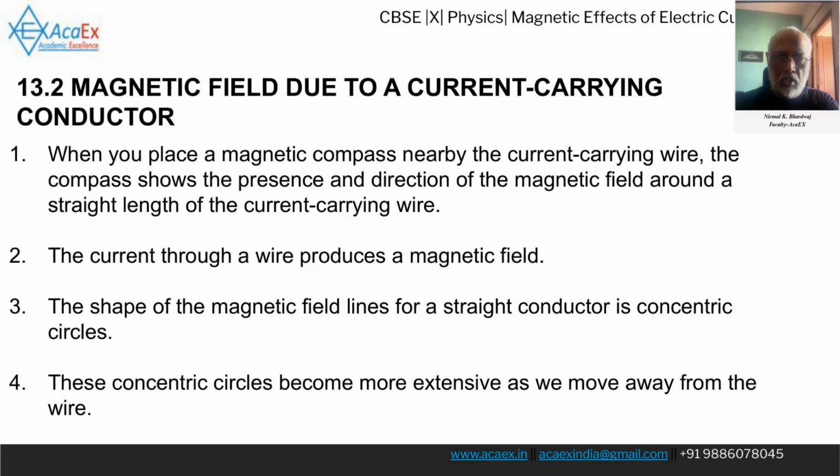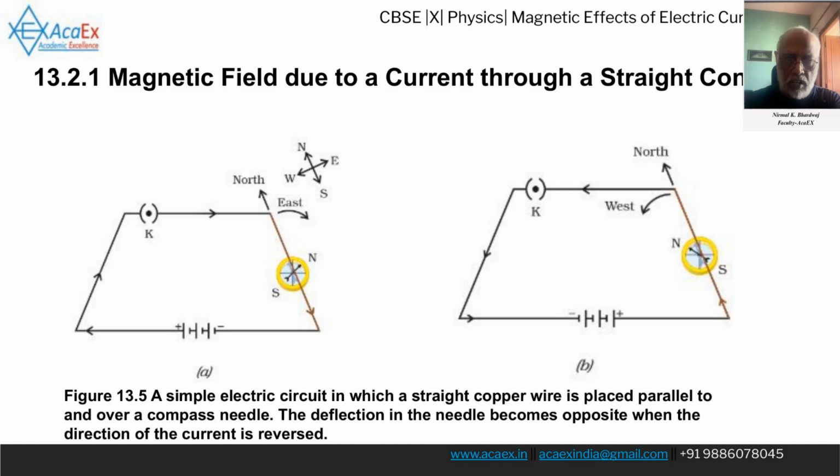Magnetic field due to a current-carrying conductor. When you place a magnetic compass near a current-carrying wire, the compass shows the presence and direction of the magnetic field around a straight length of the current-carrying wire. The current through a wire produces a magnetic field. The shape of the magnetic field lines for a straight conductor is concentric circles. These concentric circles become more extensive as we move away from the wire.